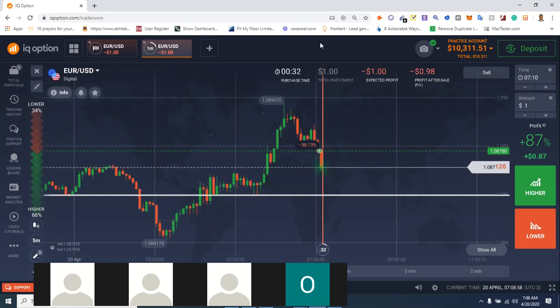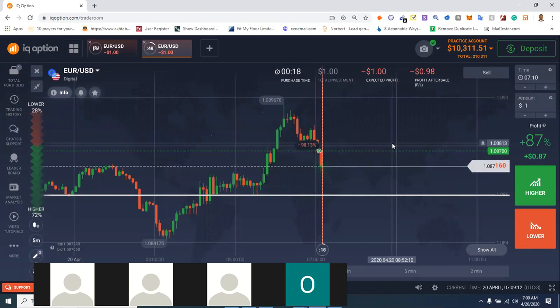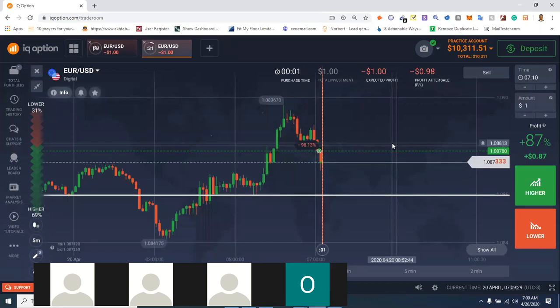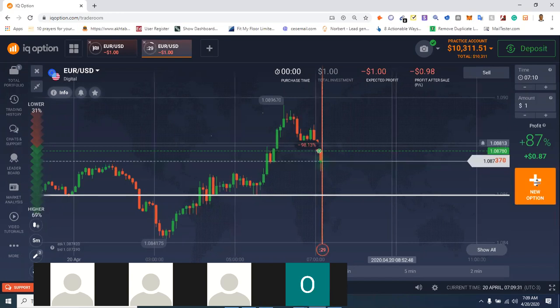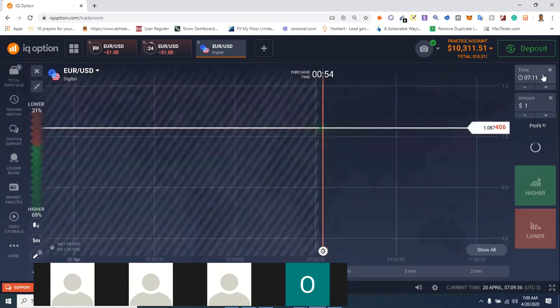So we're going for the next martingale. Once we have 30 seconds here, we'll click on plus that comes up here. You will see a plus sign here, we'll click on it. Then we'll change our time to 7:15. So you can see the plus now. You click on new option. You change your time to 7:15.